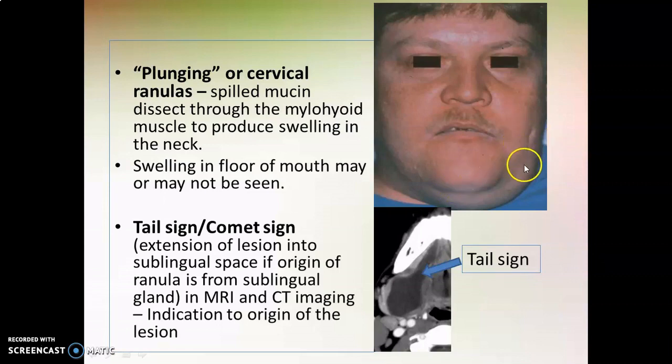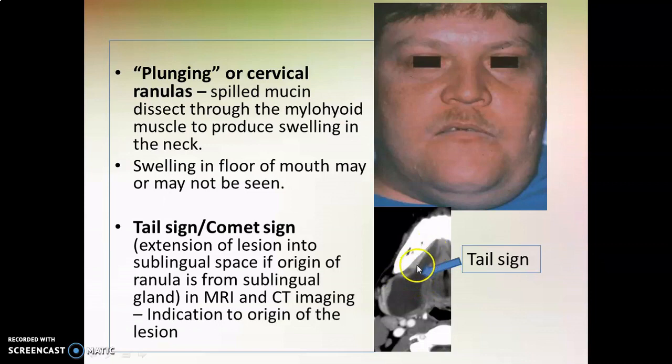When the cervical ranula or plunging ranula is present, along with it, concurrently, there may be a swelling in the floor of the mouth as well, but this may or may not be seen. And there is a radiographic sign for plunging ranula which is known as tail sign or comet sign. You can see here the lesion of ranula in this CT image. This can be appreciated in CT as well as in MRI imaging. So in this image, you can appreciate the lesion of ranula.